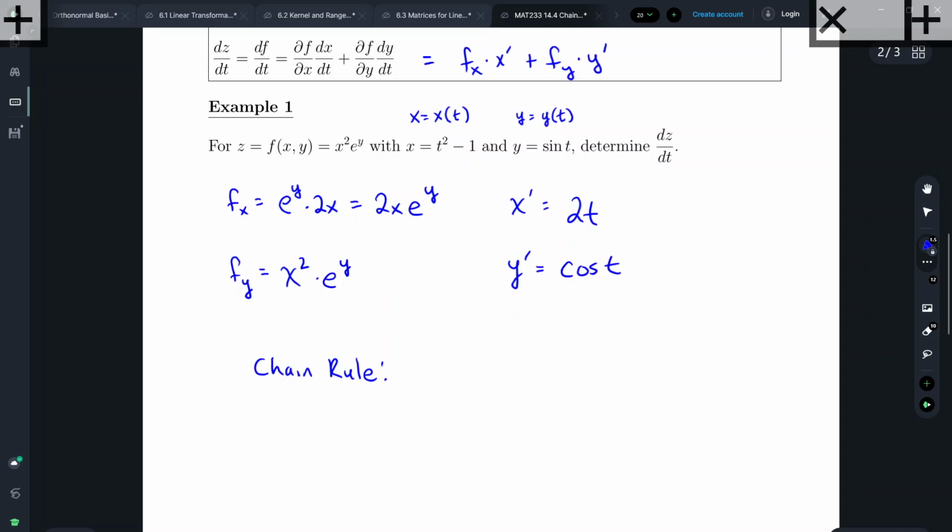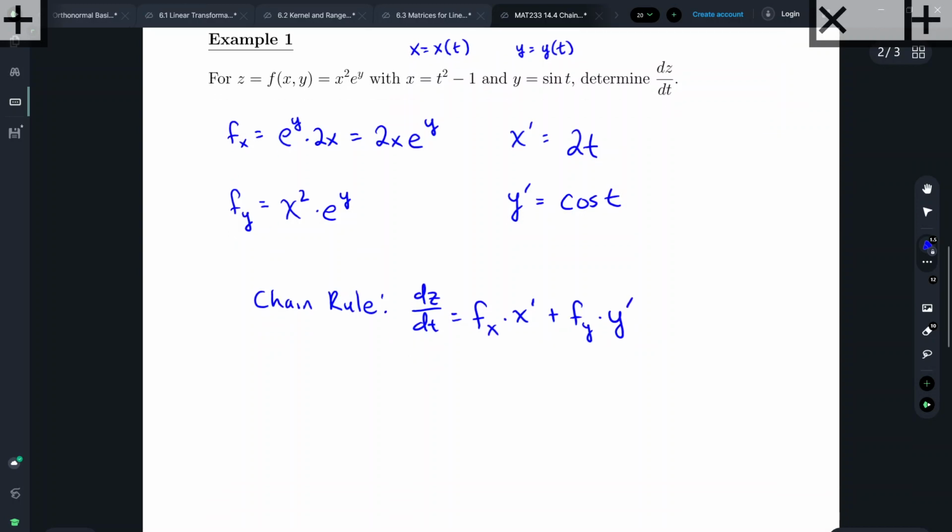Okay, so this is exactly the chain rule formula, the way I've written it here. So let me just write it down again. dz dt is going to be the partial of f with respect to x times the derivative of x with respect to t plus the partial of f with respect to y times the derivative of y with respect to t. Okay, so now I just need to plug these different things into the chain rule formula.